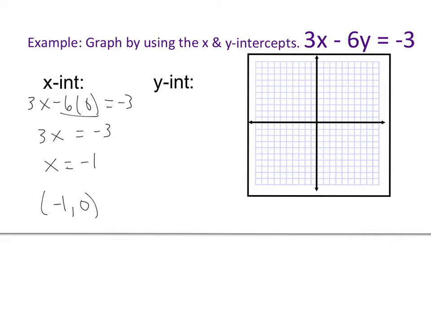Now for the y-intercept here, I'm going to plug in 0 for x and solve for y. So 3 times 0 is 0, so negative 6y equals negative 3. Divide each by negative 6, so y equals 1/2. So this ordered pair is (0, 1/2).